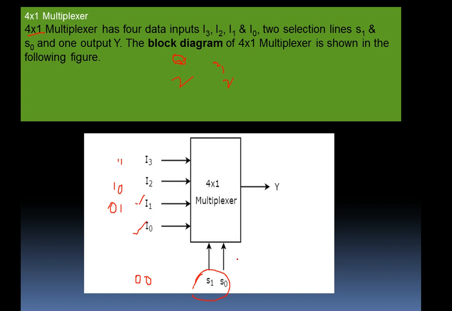So depending on the selection line status, any one of the inputs can be taken to the output. S1 0, S0 0 means I0. S1 0, S0 1 means I1.